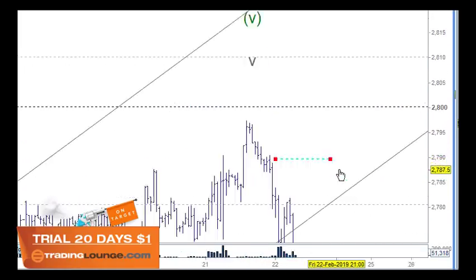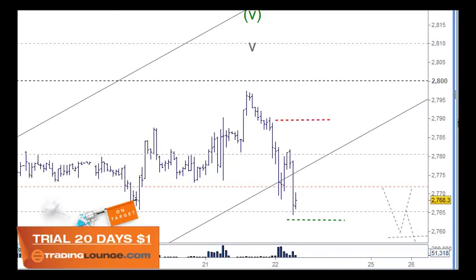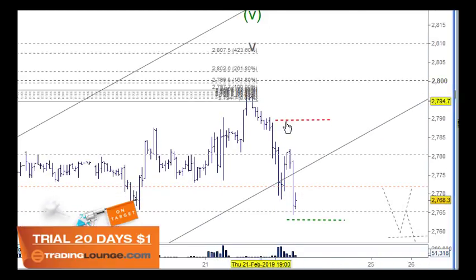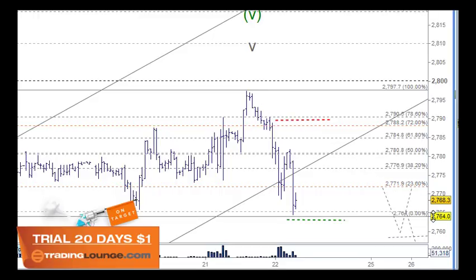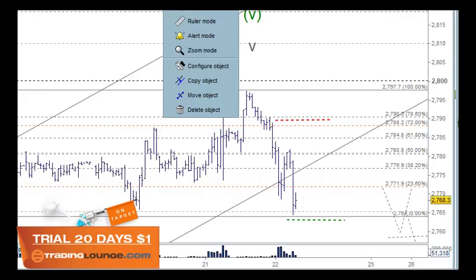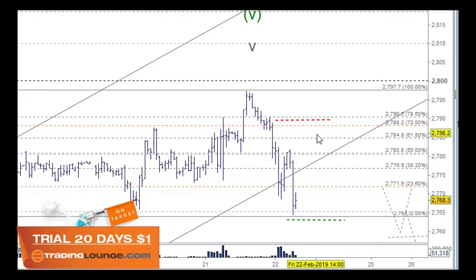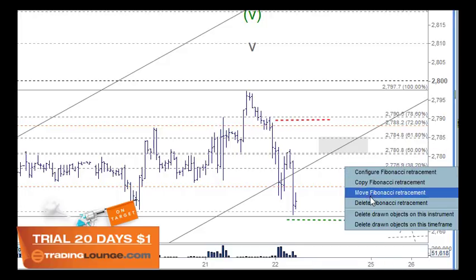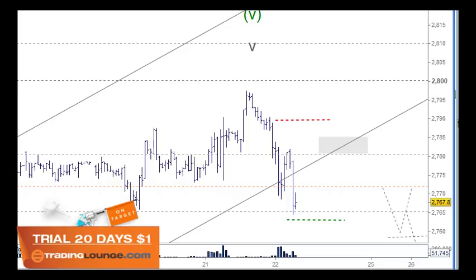So if that was going to be the case, we'll double check that in a moment, then we can look at this here being our resistance level. So the 2785 would be, we wouldn't want to see the market any higher than that. So we'd want to be looking to short.